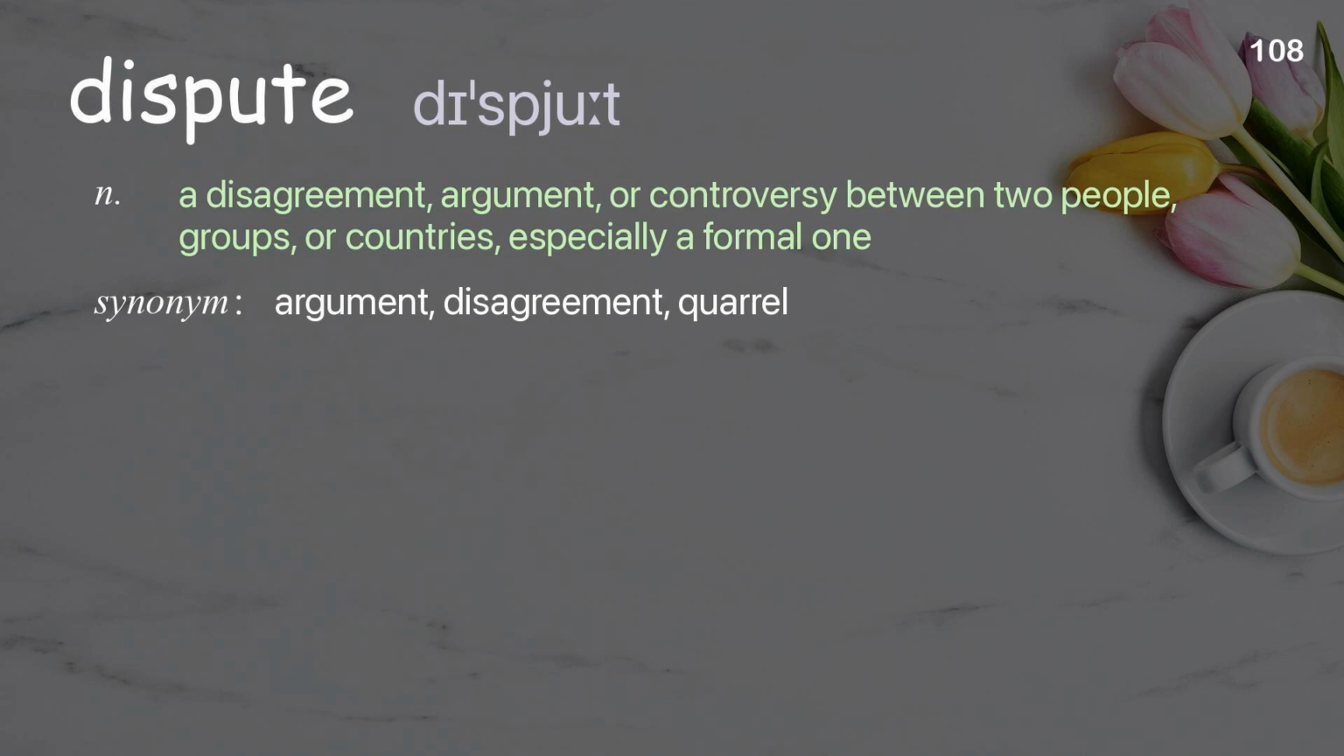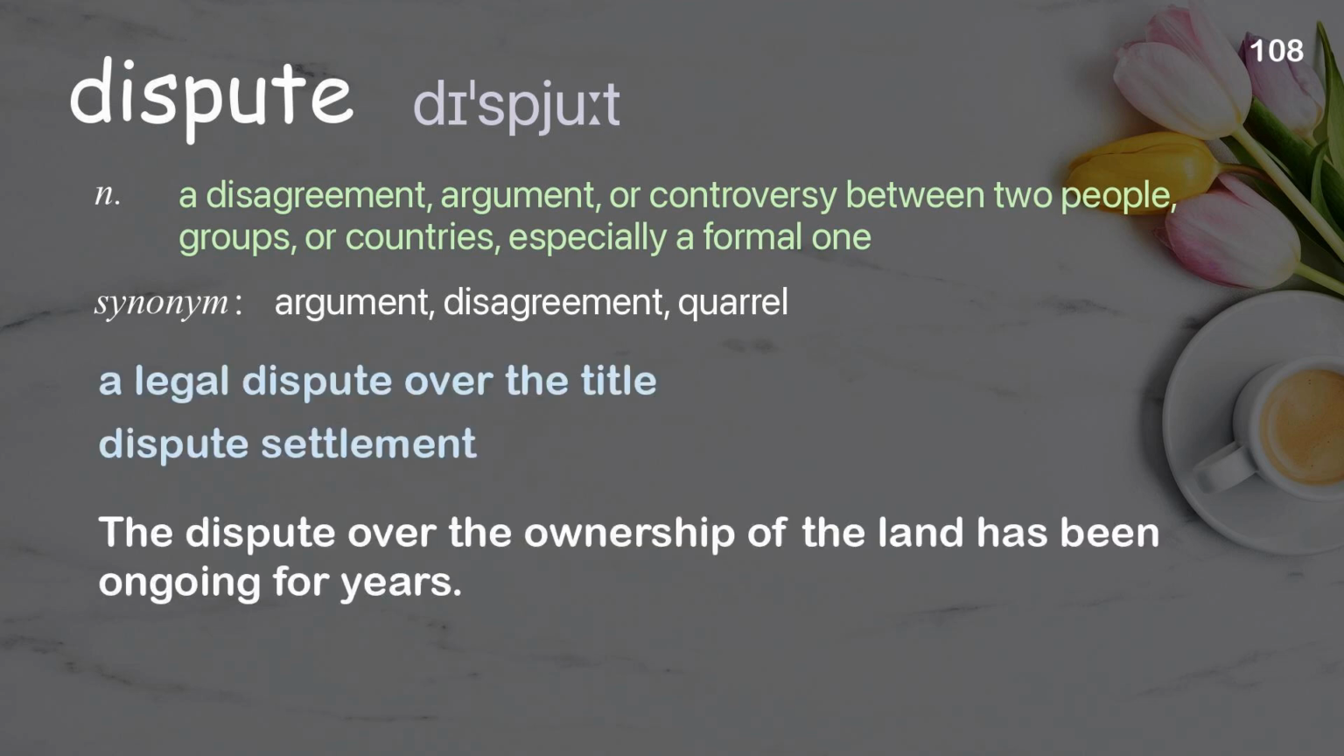Dispute: a disagreement, argument, or controversy between two people, groups, or countries, especially a formal one. Examples: a legal dispute over the title. Dispute settlement. The dispute over the ownership of the land has been ongoing for years.